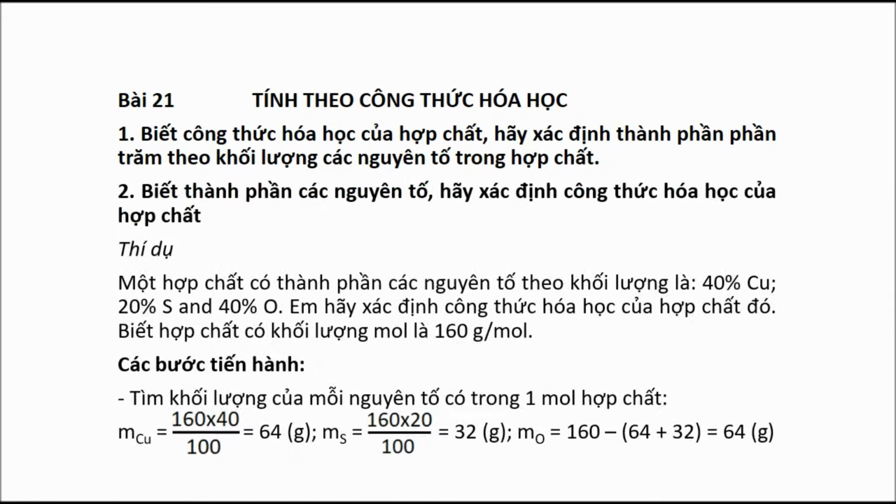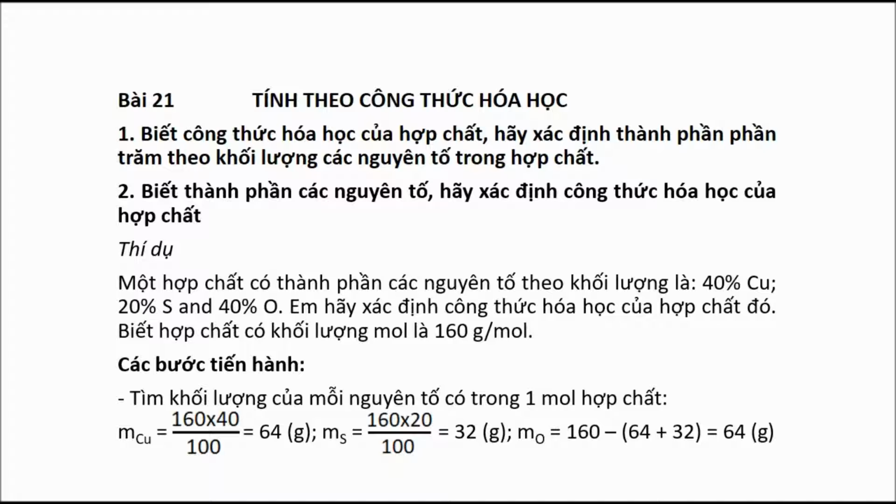47.6%. 2. With the percent composition of its elements, determine the chemical formula of a compound. Example: a compound has the mass percent of its elements of 40% Cu, 20% S, and 40% O. Determine the chemical formula of the compound, given that the molar mass of the compound is 160 grams per mole. Procedure: find the mass of each element in 1 mole of the compound. MCu equals 160 multiplied by 40 over 100 equals 64 grams.